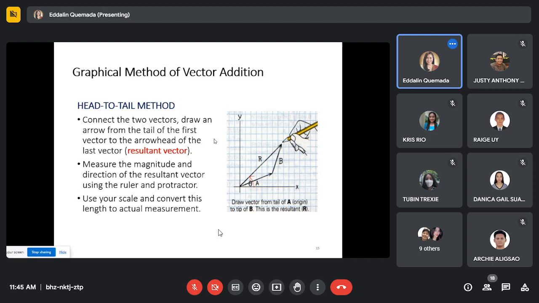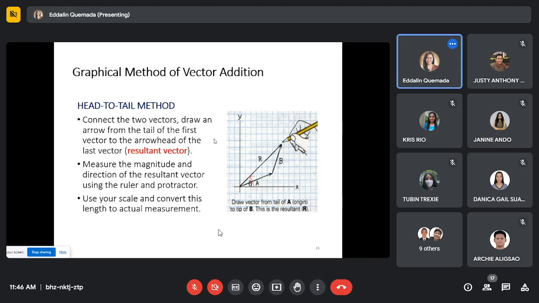Yes. We need a scale to accurately and precisely represent a given vector. Say, for example, what if ang given nato is in terms of kilometers, say 10 kilometers moving in direction of north of east at an angle of 10 degrees. You cannot plot, class, 10 kilometers in a simple or plain graphing paper because that's too long. So, lisod kayo i-plot. So, to accurately and precisely represent the magnitude of that vector, you need a scale. That's the answer.